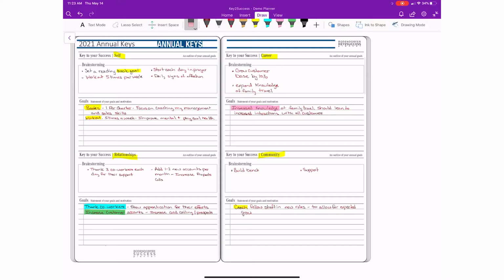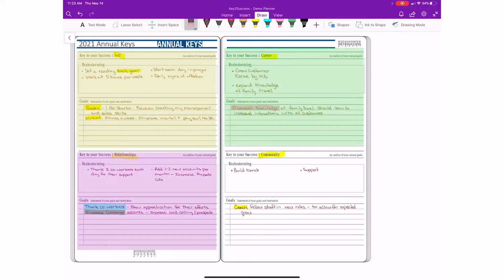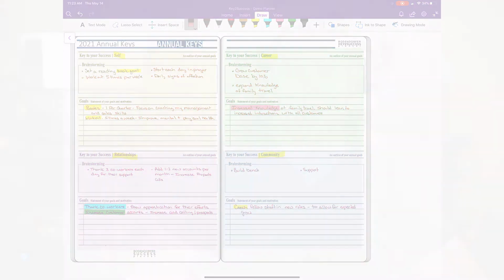So when we get into annual keys, there are 4 main areas that I want everyone really to focus on. And those areas are self, relationships, career, and community. When I looked at these 4 development areas, my goal with them was to develop key development areas that we could really use to pioneer our success.